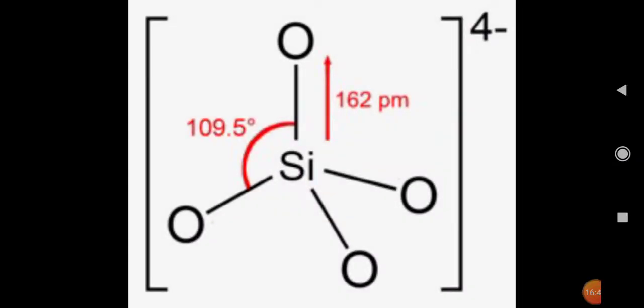Next one is the silicate. This is the structure of the silicate. The best examples of the silicates are feldspar, zeolite, as well as mica and asbestos. These are the different kinds of silicates which are available. When we observe the structure of the silicates, each silicon atom is bonded to 4 oxygen atoms in a tetrahedron fashion. We observe the bond angle is 109.5 degrees, and the bond length is 162 pm.